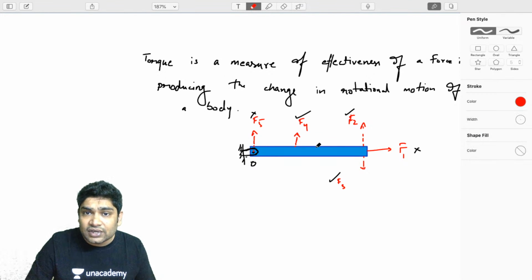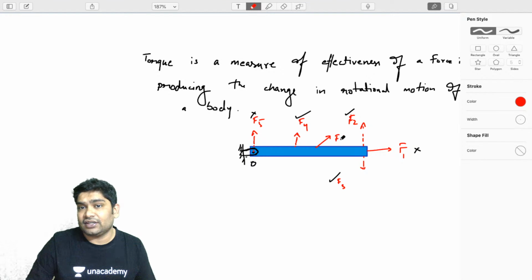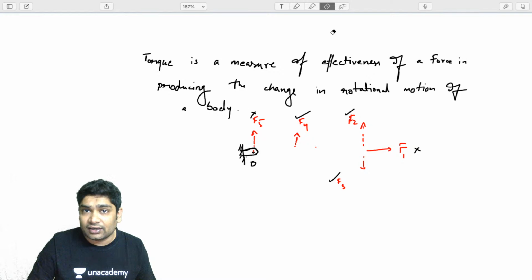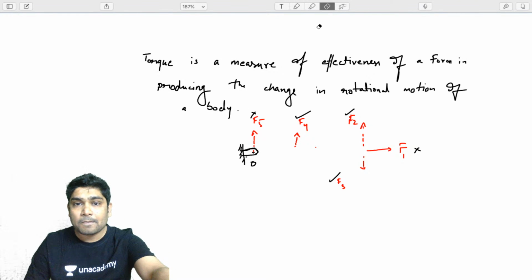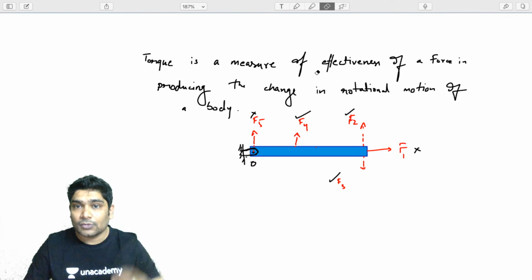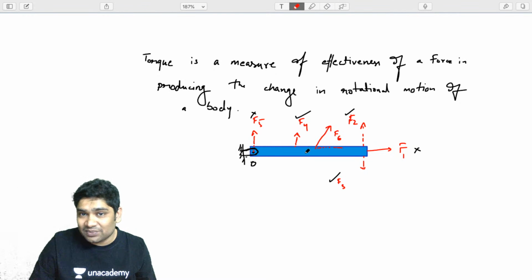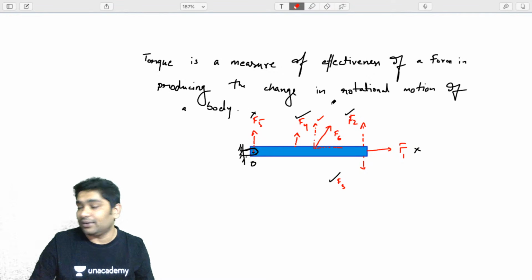If you had any force like this, so let's say F6 is acting like this, then also you could have had rotation. So you realize that whenever you have any force acting like this, it will have two components. The component which is parallel to this position vector will never be able to rotate it, and this component will be able to rotate it.